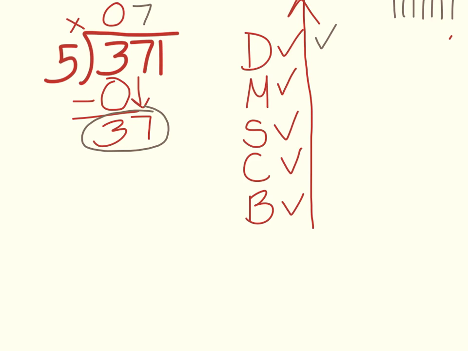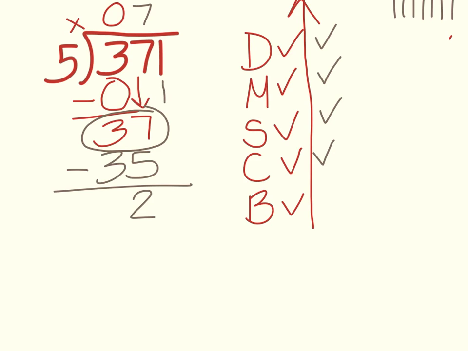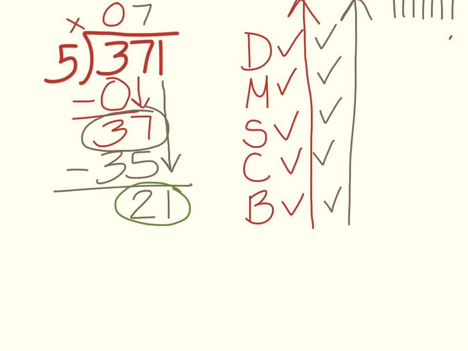Now I need to multiply. 7 times 5 equals 35. I will subtract. 37 minus 35 equals 2. I need to compare. Is 2, the last number I wrote down, smaller than 5? It sure is. That means I'm on the right track. And then I need to bring down if there is one. And in this case, there is. There's a 1 that needs to come down right next to the 2. So, because I brought a number down, that means I need to start all over with my new number, 21.